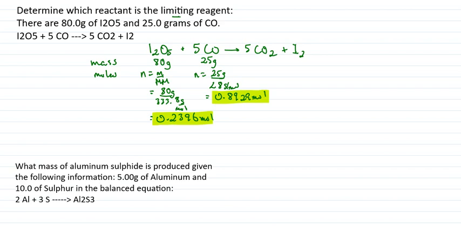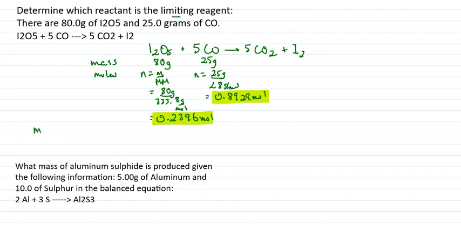Okay, now we can't just compare these two and say, well, this one appears to have less, so that's our limiting reagent, because they don't exist in a 1-to-1 ratio. We can't do that. We have to put them on the same level playing field. So what we're going to do is what I call the hypothetical situation test. That is, we're going to pick one, and it doesn't matter which one, so that we can determine then how much of the other we need. Okay, so let's do that here.